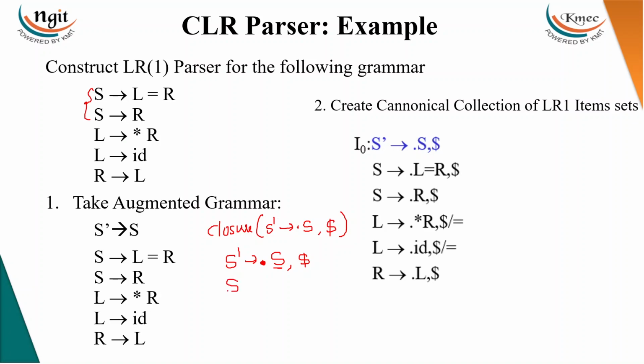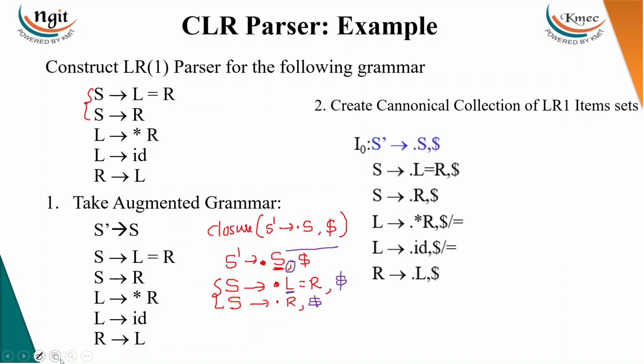Then you can take it: S tends to dot L equivalent to R comma, S tends to dot R comma. So for this S, I have added these productions. The lookahead symbols are nothing but first of remaining symbols excluding comma. So what are the remaining symbols? Dollar. First of dollar is dollar, and dollar. That's it.